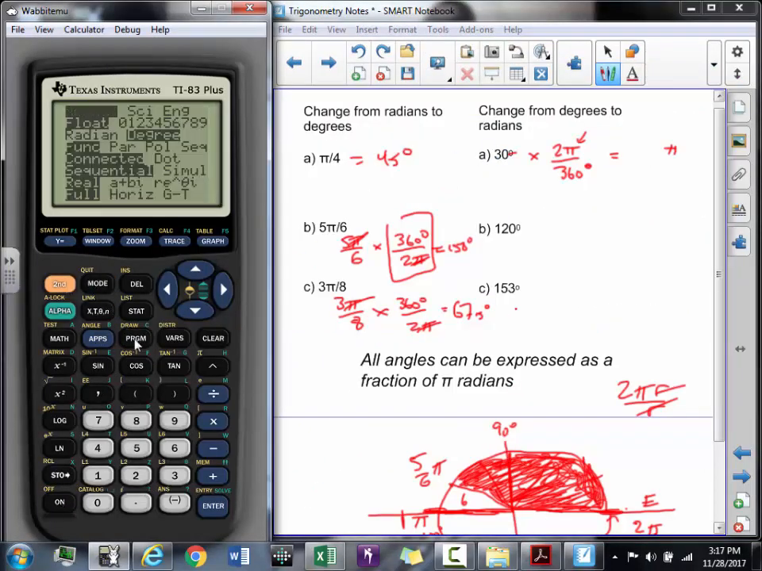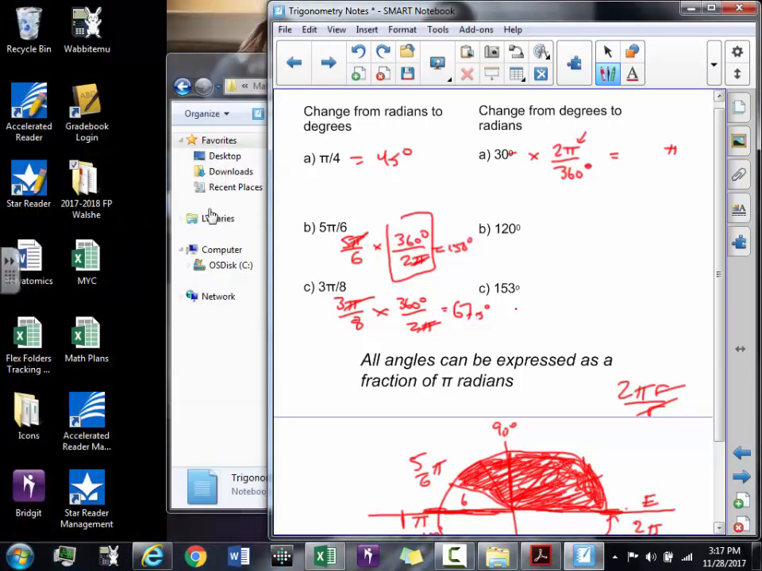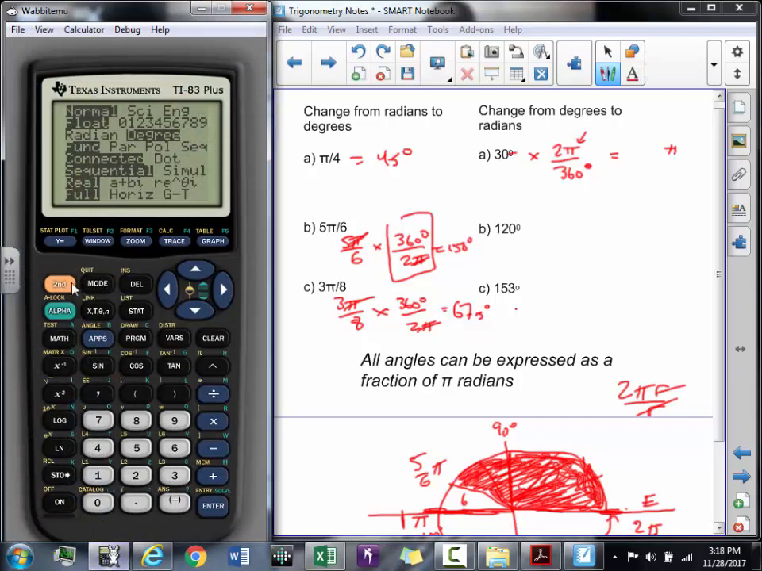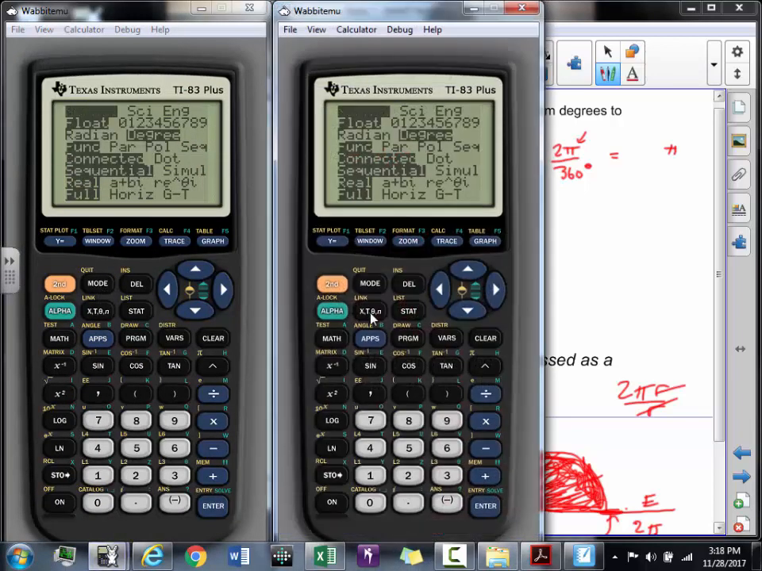Rather than typing in, oh come on, why is this not going away? Calculator is broken. That's really strange.